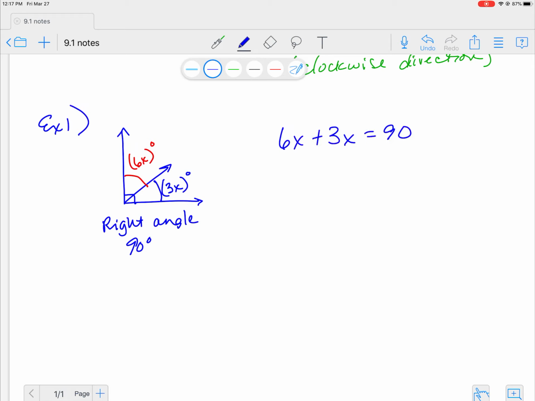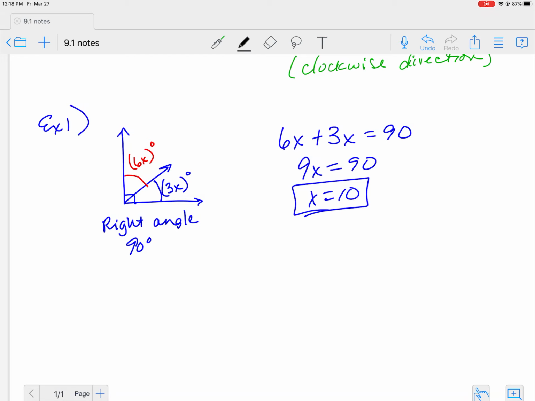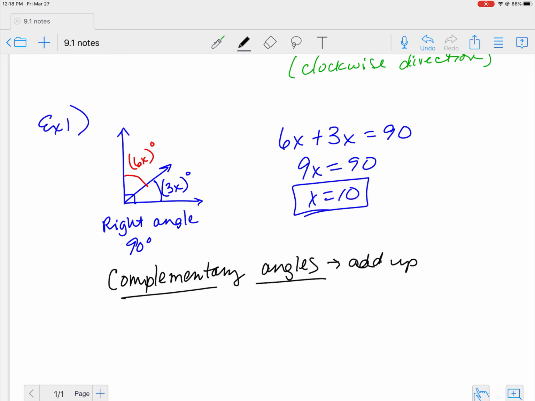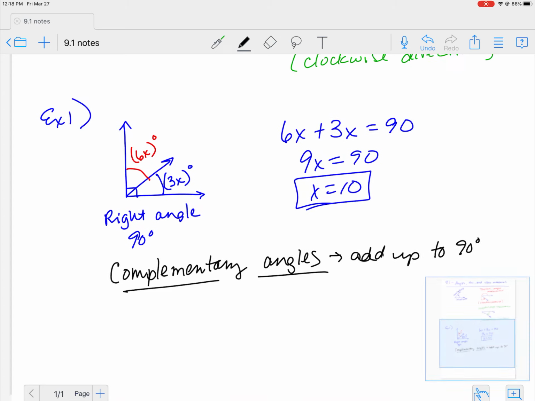If the two of them together give you that right angle, then you're going to take 6x plus 3x is equal to 90. So 9x equals 90, so x is equal to 10. So we figure that out. When you have two angles that add up to give you 90 degrees, they have a special name. Do you remember what those are called? This is thinking way back to your geometry days. Complementary. Complementary angles are angles that add up to 90 degrees.